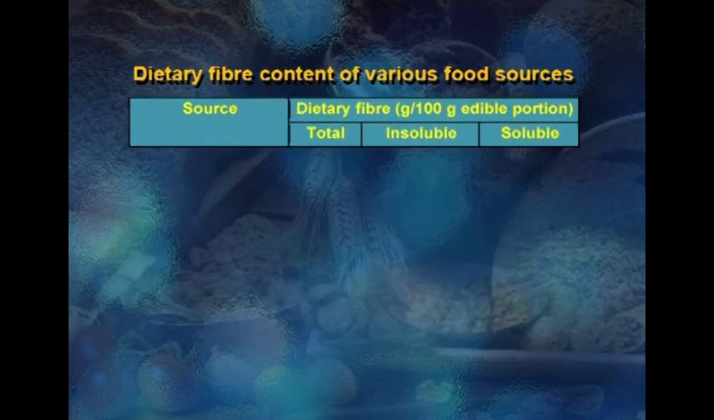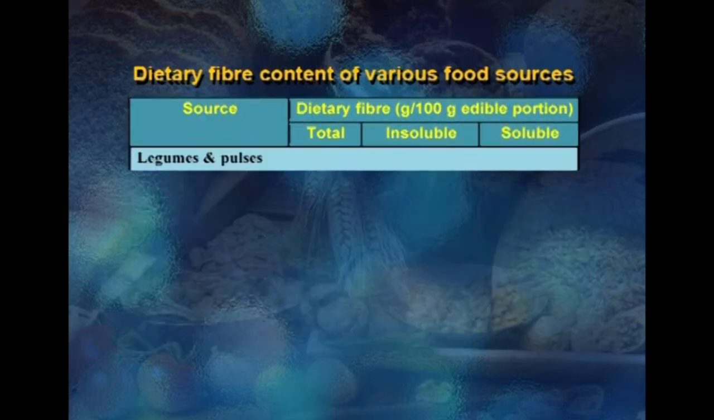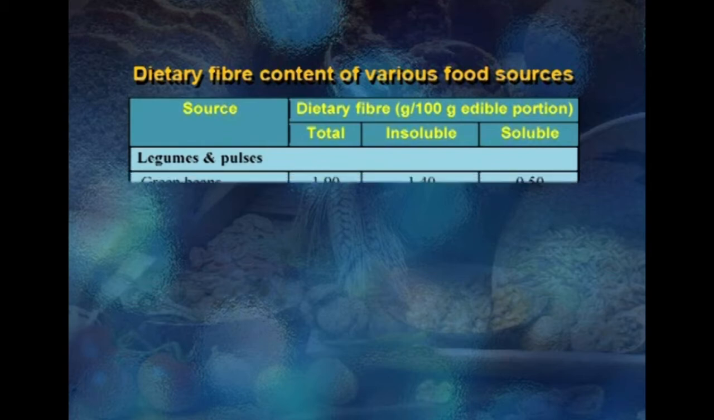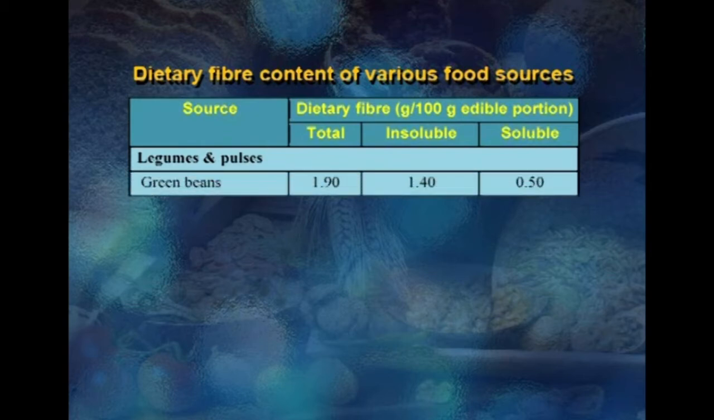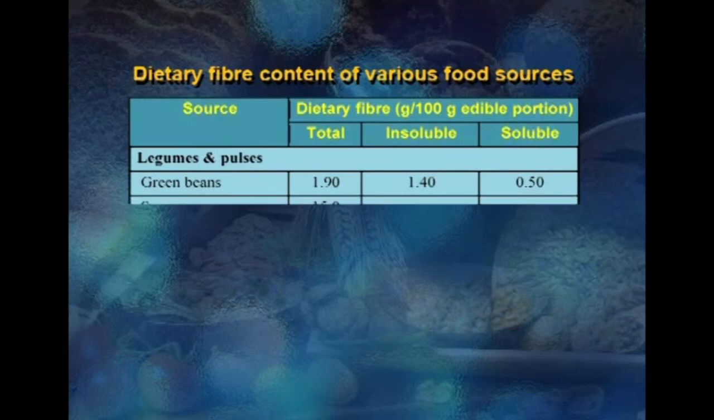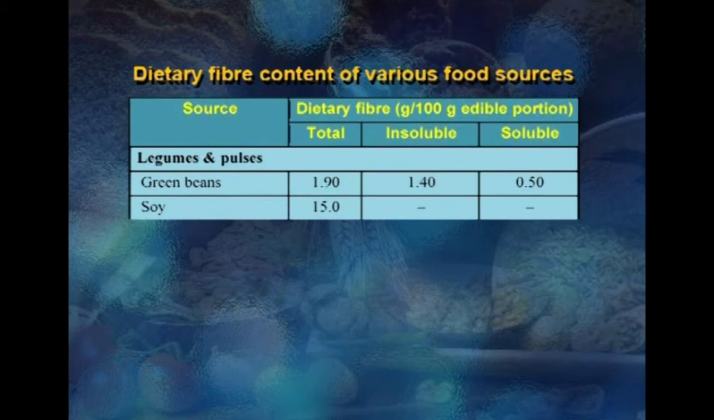After the grains, let us look at the legumes and pulses sources of fiber. The beans and green beans have got 1.9 grams of dietary fiber with 1.4 grams of insoluble and 0.5 grams soluble fiber. Soya bean has got 15 grams of dietary fiber.